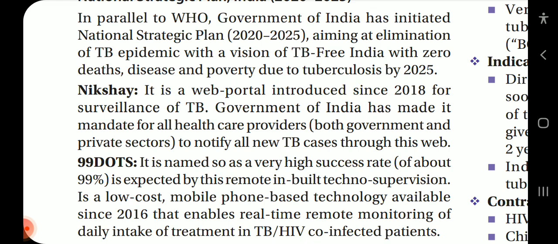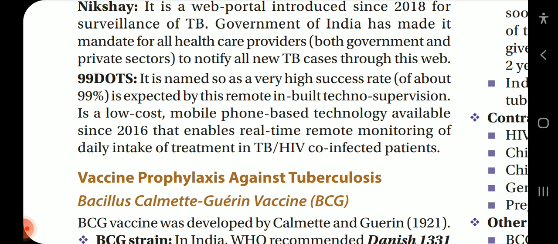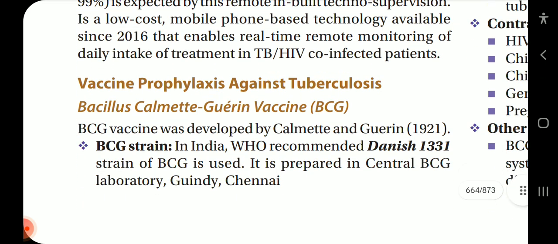Government of India has made it mandatory for all healthcare providers, both government and private sector, to notify all new TB cases through this web. 99 DOTS is named so because a very high success rate of about 99% is expected by this built-in remote techno supervision. It's a low-cost mobile phone based technology available since 2016 that enables real-time remote monitoring of daily intake of treatment of TB HIV co-infected patients.